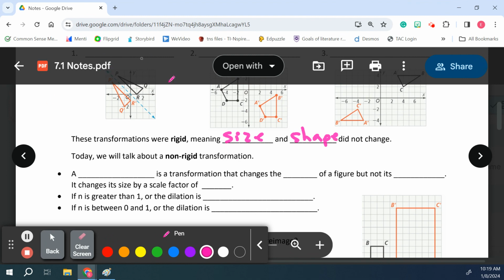However, today we're going to talk about non-rigid motions. Non-rigid is going to mean that the sizes and the shape, definitely the sizes can change, okay? So in this case, we're going to discuss a dilation. And this is a transformation that changes the size of a figure, but not its shape. So in this case, you can double it. You can reduce it down.